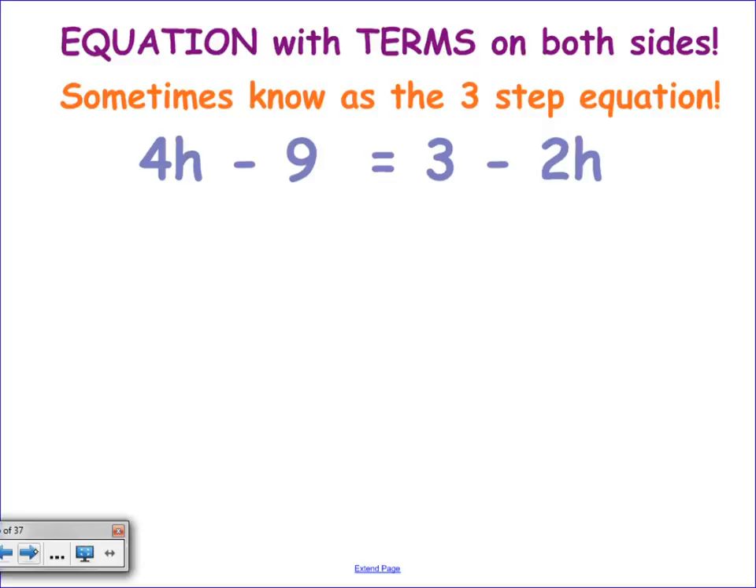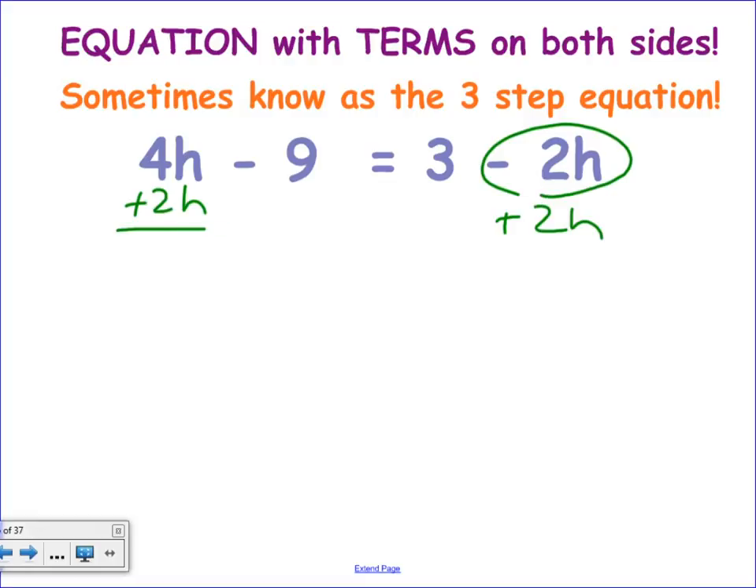So take What have I got over here? Minus. So don't forget the sign that's in front. So what's the opposite of minus 2H? Brilliant. If I do that on one side and put it underneath the 4H so the examiner can see what you're doing. What's the result? 4H plus 2H? And you're left with 6H minus 9 equals 3.